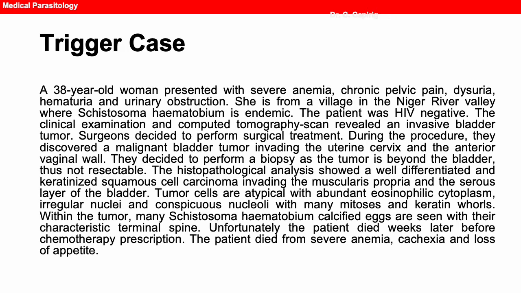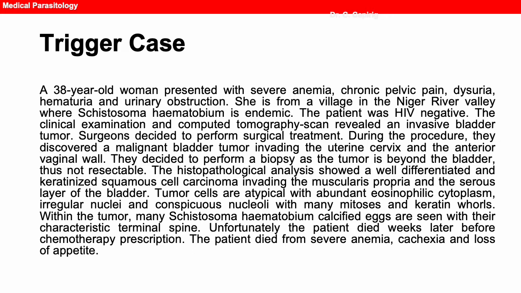So here we have a trigger case. We have a 38-year-old woman presenting with severe anemia, chronic pelvic pain, dysuria, hematuria, and urinary obstruction. She is from a village in the Niger River Valley where Schistosoma haematobium is endemic. The patient was HIV negative. The clinical examination and computed tomography scan revealed an invasive bladder tumor. Surgeons decided to perform surgical treatment.